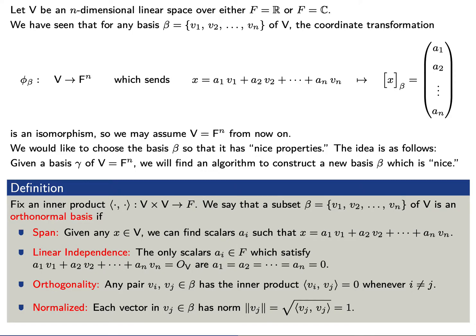First, beta spans V. Second, beta is a linearly independent set. Third, beta is an orthogonal set. That means given any two distinct vectors vi and vj, the inner product of vi with vj is 0 as a scalar. And fourth, the vectors in beta are normalized. That means each vector vj in beta has norm 1. Recall that the norm of a vector is simply the square root of the inner product of a vector with itself.